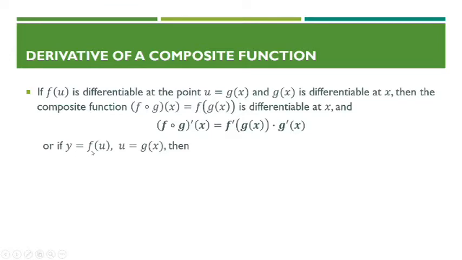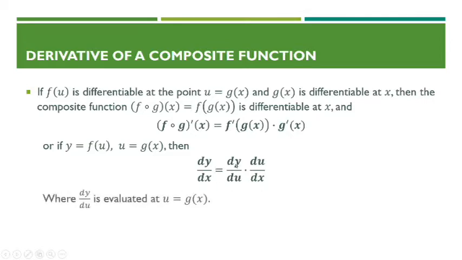Or if y is equal to f of u and u is equal to g of x, then the derivative of y in terms of x is equal to the derivative of y in terms of u times the derivative of u in terms of x, where dy over du is evaluated at the point u equal to g of x. In other notation, the derivative of the function of u is f prime of u, the derivative of the function f, times the derivative of u in terms of x.